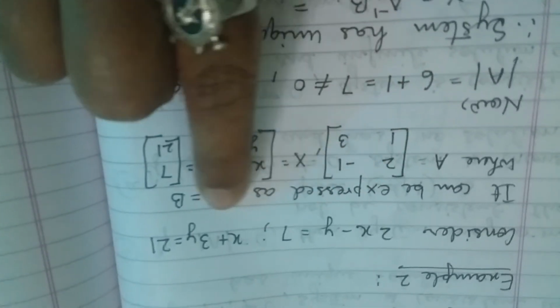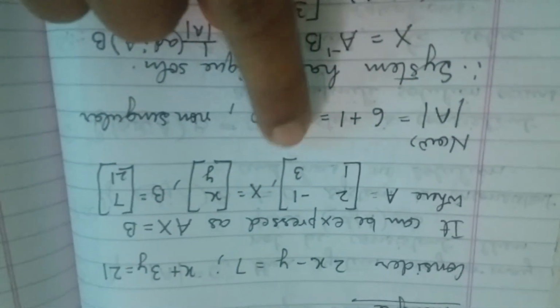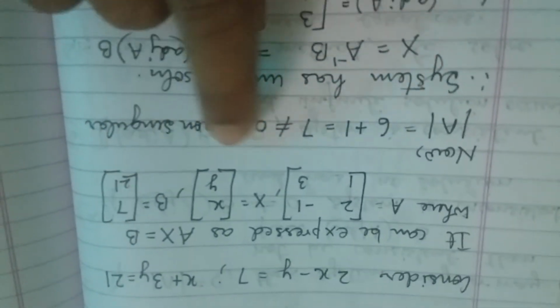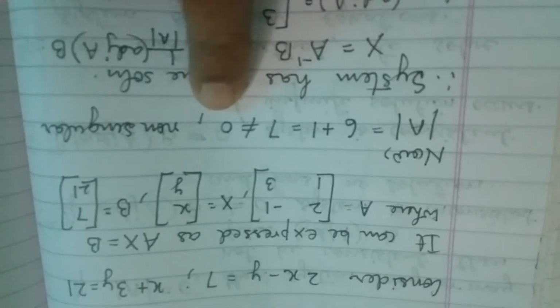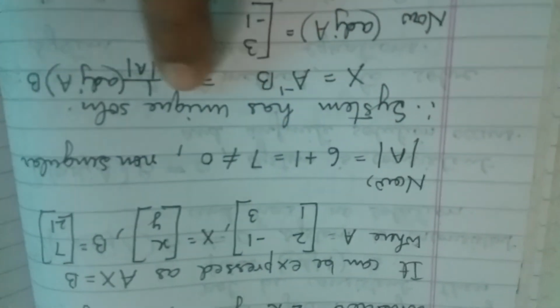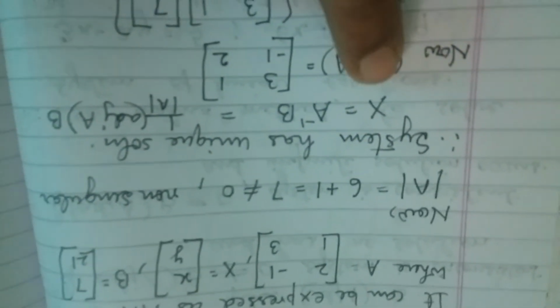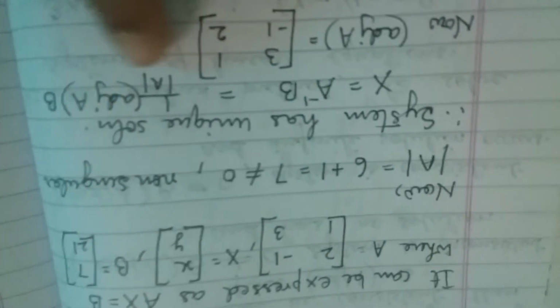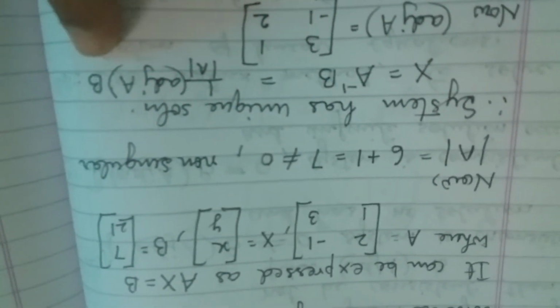Another example for consistency, suppose I have taken this example of equations. Again it is expressed as Ax is equal to B, where A, X and B are given. Now we will find determinant A. Determinant A is 7, not equal to 0, meaning the matrix is non-singular. And if the matrix is non-singular, the system has a unique solution. Matrix A is invertible. Therefore, X is equal to A inverse B, meaning the formula applicable is 1 upon determinant A into adjoint A into B.